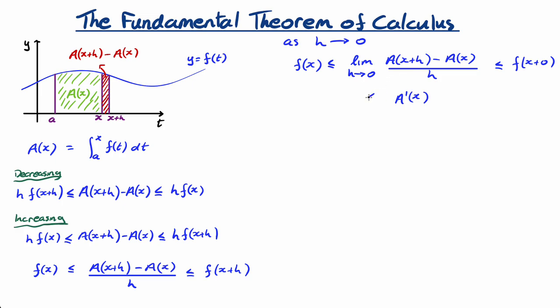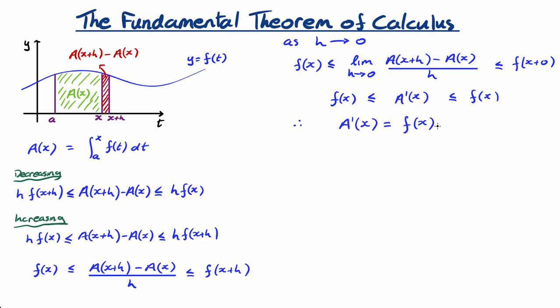And this means that it is between f of x and f of x plus 0, which is just f of x. Now this is why it works for both the increasing and decreasing functions. It doesn't matter which way around it is. You're going to get that the derivative of this area function is between f of x and f of x, which actually means, therefore, A dash of x is equal to f of x.